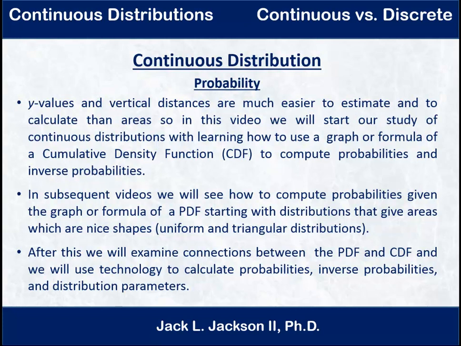Now, in subsequent videos, we will see how to compute probabilities given the graph or formula of a PDF, but we'll start those with distributions that give areas which are nice shapes. Uniform distributions give us shapes where we're just basically computing areas of rectangles. And triangular distributions basically boil down to looking at areas of right triangles. So those are two types of shapes that are very easy to find areas of using formulas from elementary school geometry.